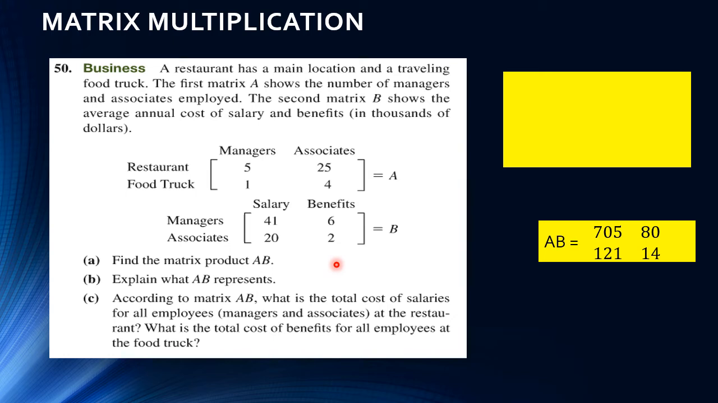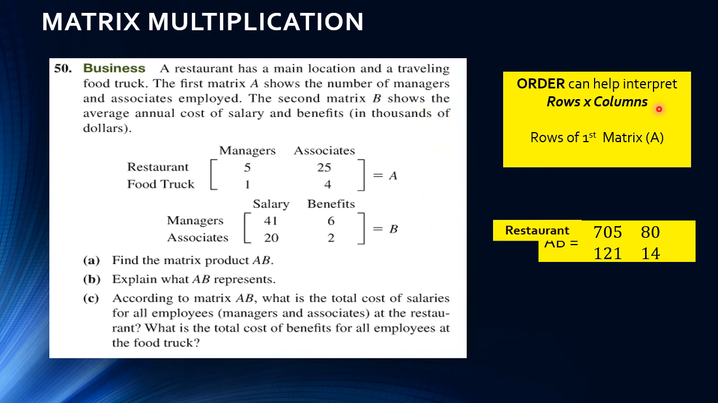B says explain what AB represents. This can seem a bit confusing, but if you go back to what we remember about how we do matrix products, this can also help us interpret the matrix answer to a multiplication problem. Again, remember we're using the rows of the first matrix times the columns of the second matrix. So what we're going to do here is use the titles of the rows in the first matrix for our answer matrix and the column titles from our second matrix.